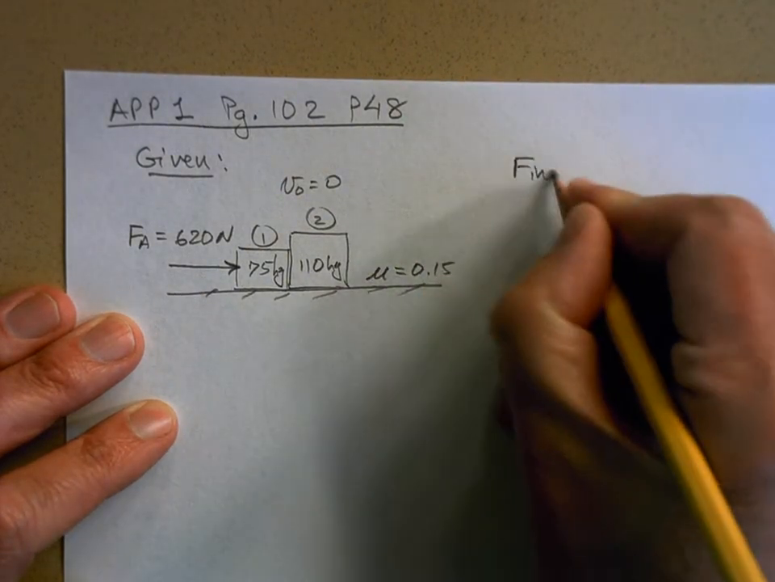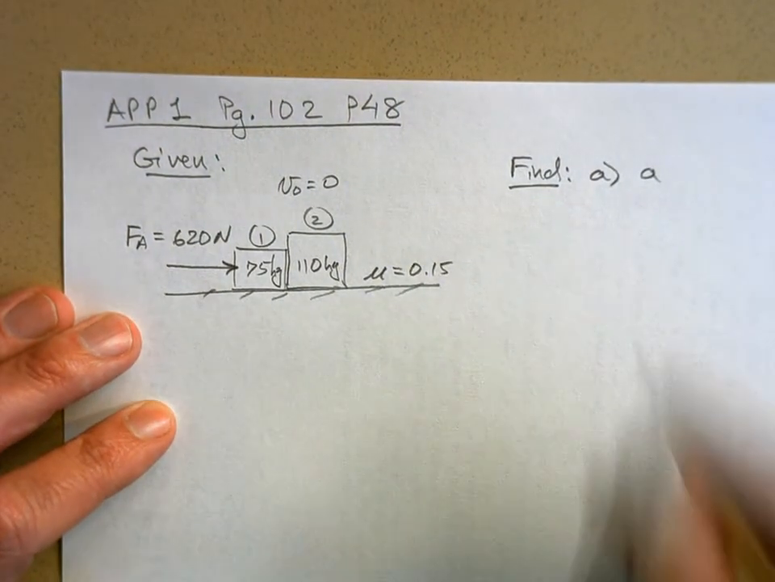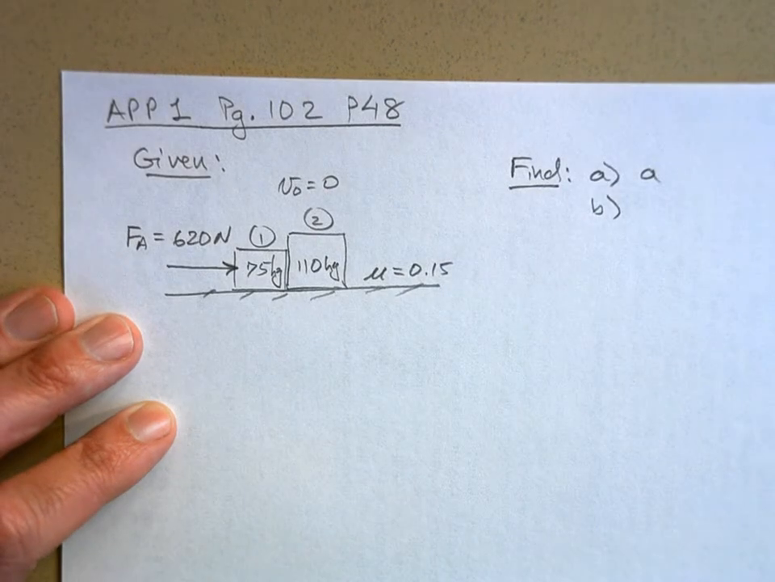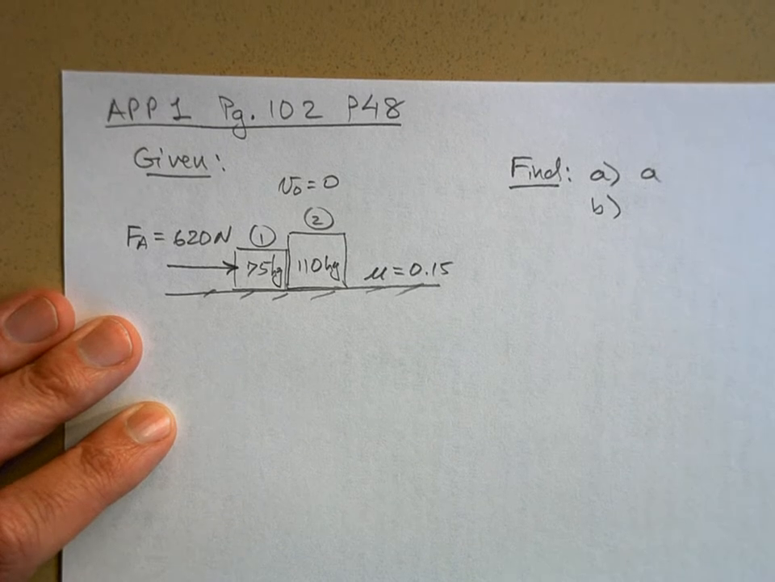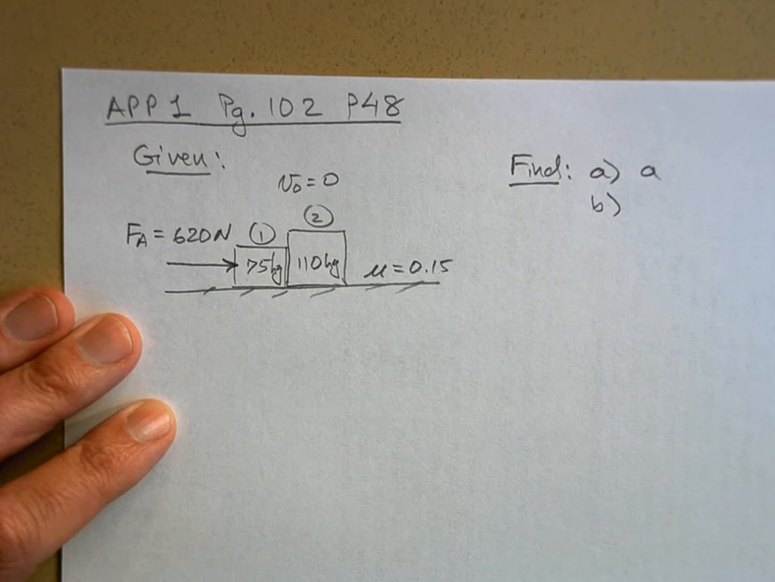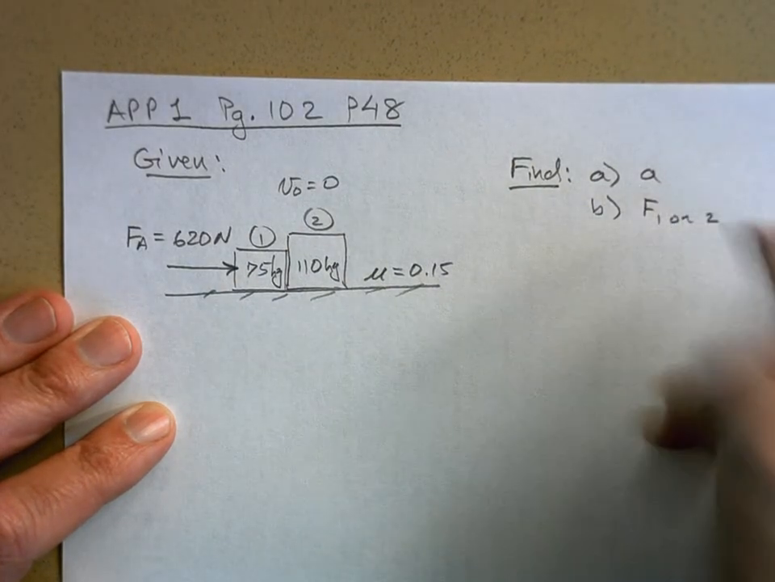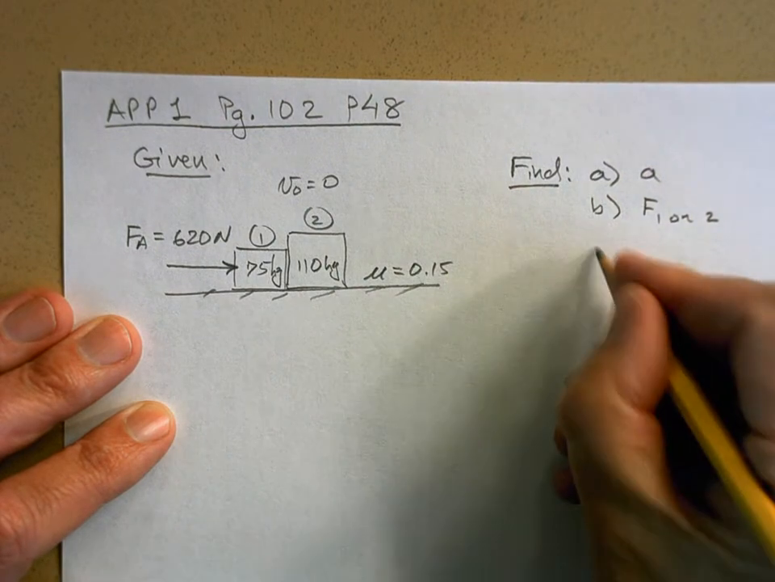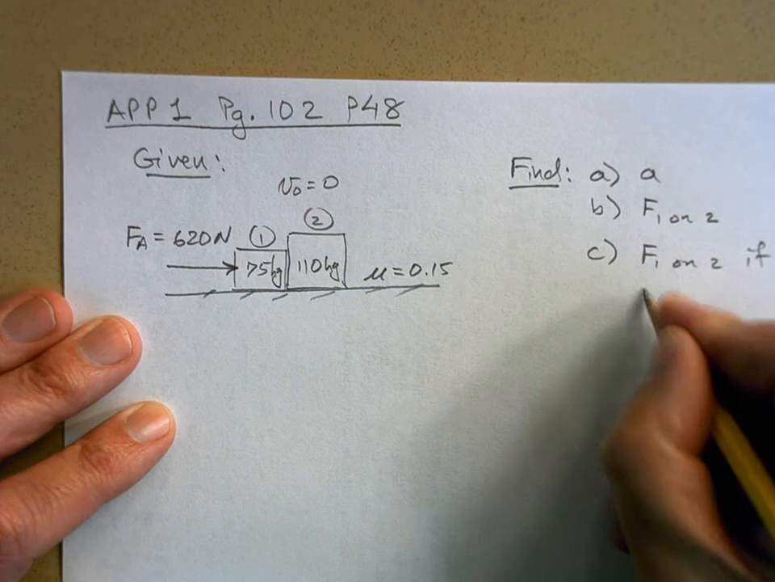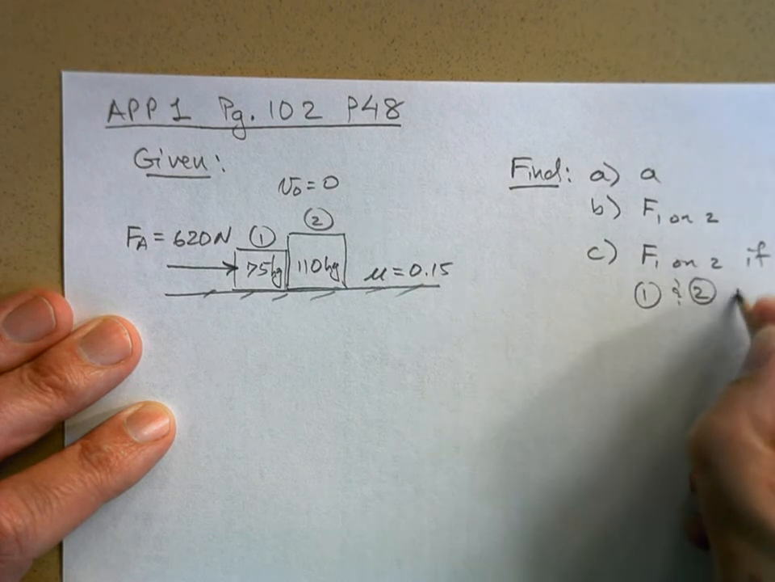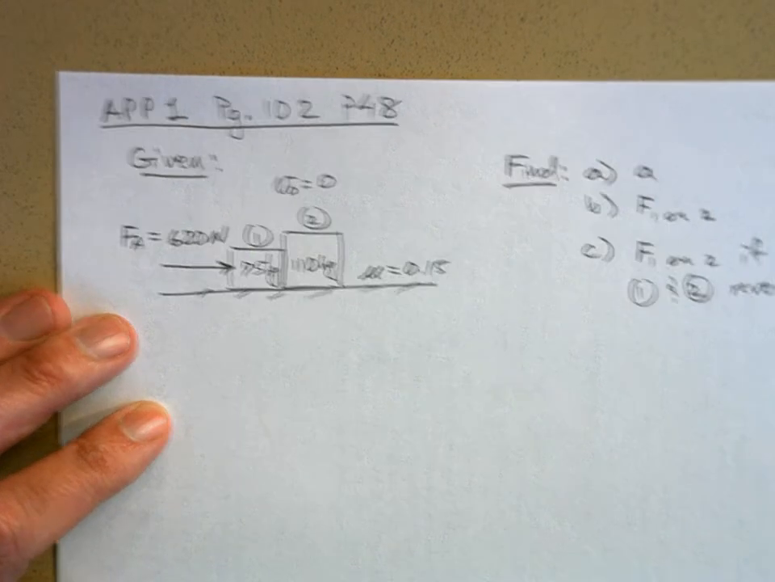And then we want to find, for part A, the acceleration. For part B, we want to know the force that each crate exerts on the other, so I'm going to put the force of 1 on 2. And for part C, we want to know what is the force of 1 on 2 if 1 and 2 are reversed. That is, we switch the order of them.